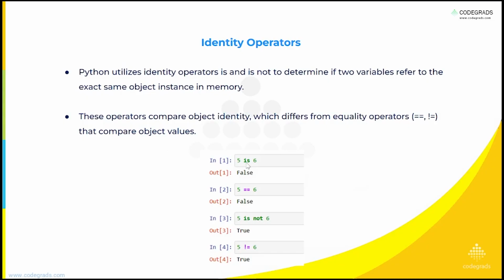So when I say 5 is 6, it will show false because 5 has some specific value and 6 has some specific value. When I mention 5 equal to 6, which is also not true because 5 is different and 6 is different, it will show false. When I say 5 is not 6, it will show true. If I mention 5 is not equal to 6, that is also true. So these are the identity operators.